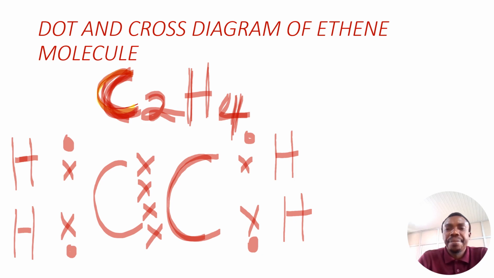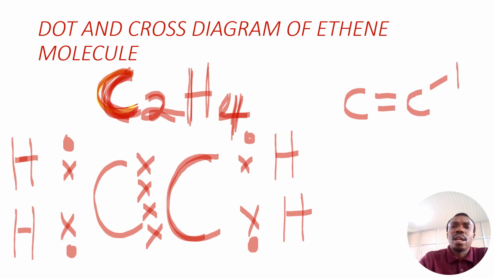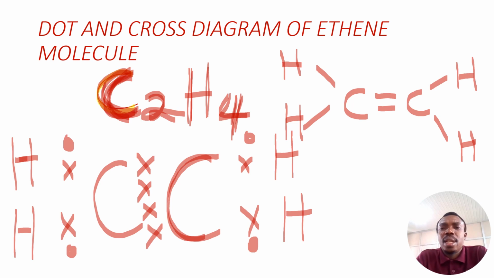So if we are to draw the display formula, we'll have carbon, double bond carbon, and single bond to each hydrogen. The single bond is an indication that carbon contributes 1, hydrogen contributes 1. Then the double bond between carbon and carbon means that each of the carbon atoms contributes 2 electrons for the bond formation. So this is an example of what we call double covalent bond.